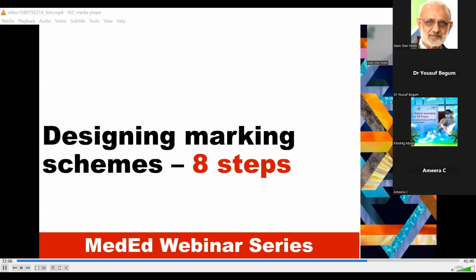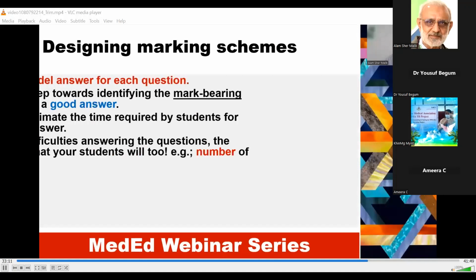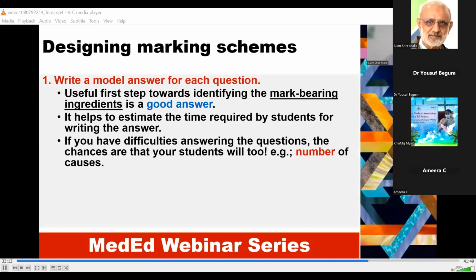How to design marking schemes? There are 8 steps. The first step is to write a model answer for each question. As and when you write a question, write the answer immediately. It is a useful first step towards identifying the mark-bearing ingredients of a good answer. It helps to estimate the time required by students for writing the answer.